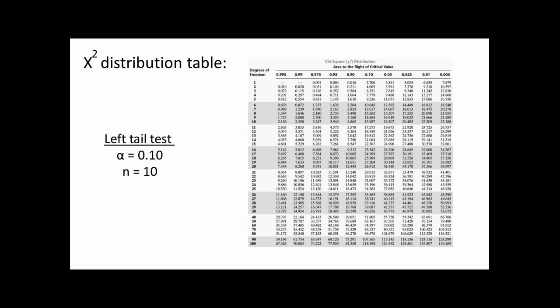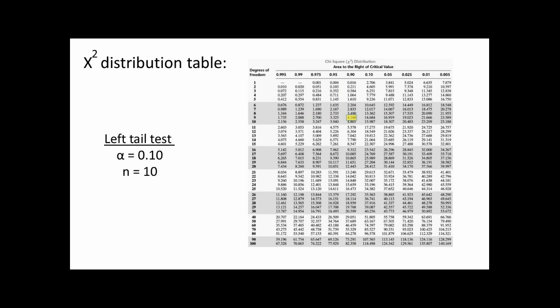Another example, if my alpha was 0.10 and I am conducting a left-tailed test with a sample size of 10, I go to the row for 9 degrees of freedom and find the alpha column for 0.90 as the level of significance, 0.10, is in the left tail for this left-tailed test. But as the table gives areas to the right, and as the whole area under the curve is 1, then the area to the right of this position is 1 minus 0.10, which is 0.90. And so I get my critical value of 4.168.